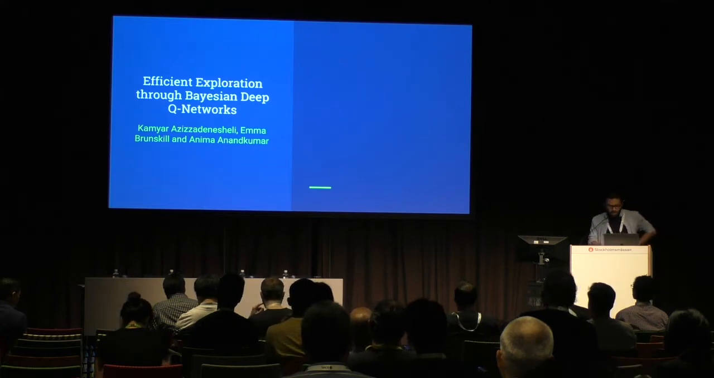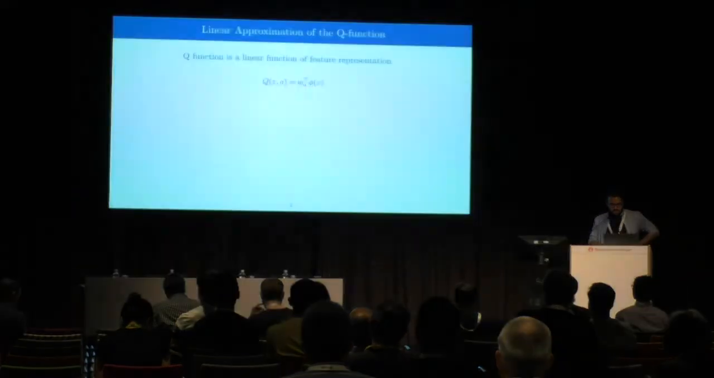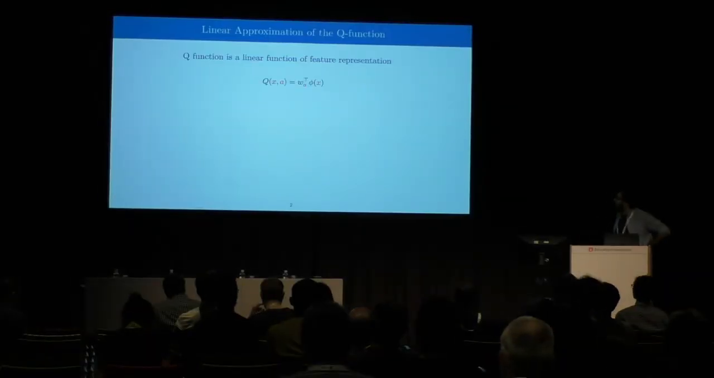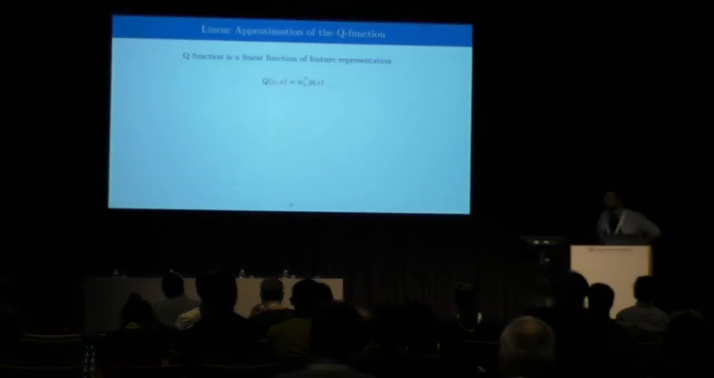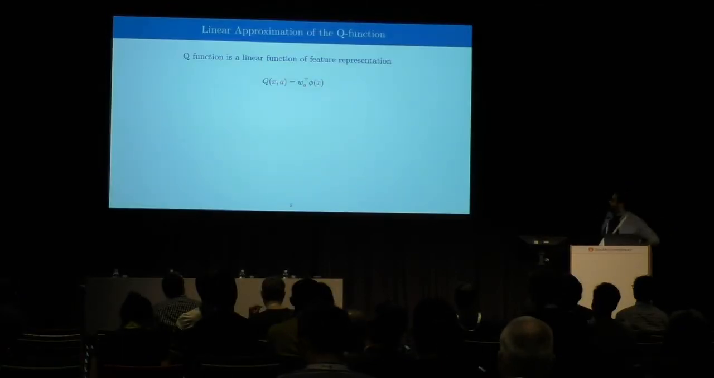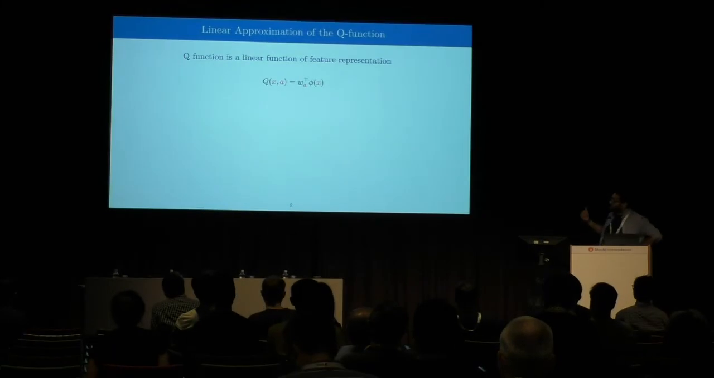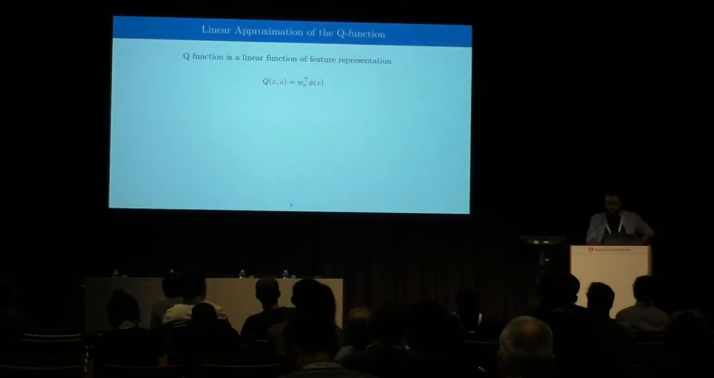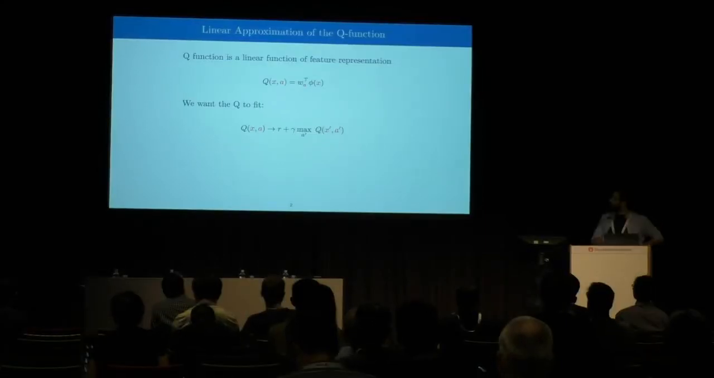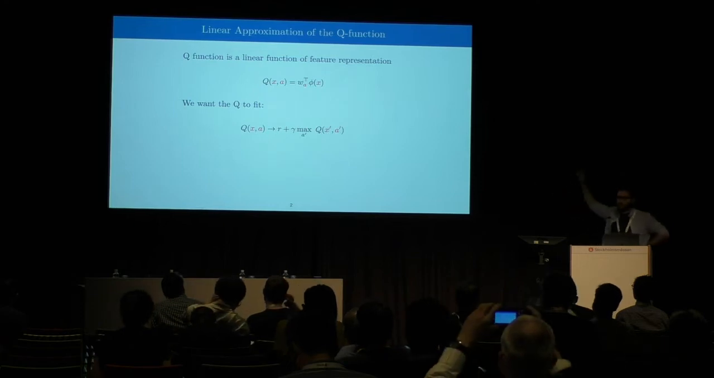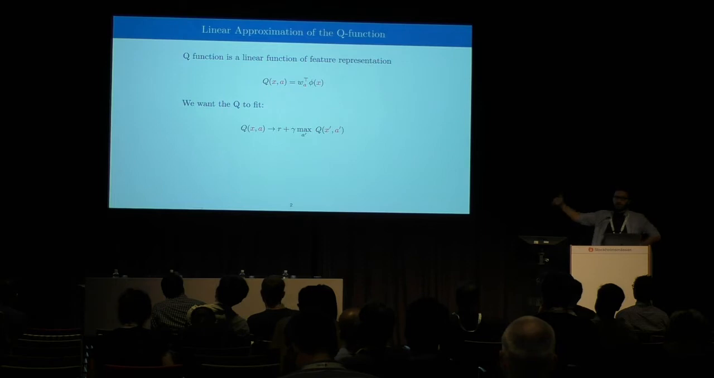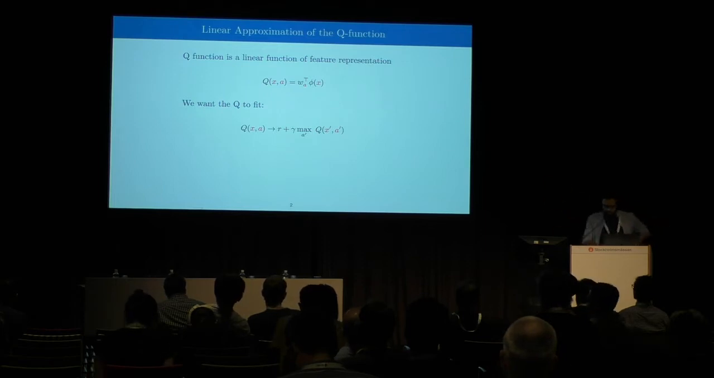Since this is a function approximation setting, I'm going to approximate the Q function as a linear transformation of the feature representation of states. The way I learn this Q function is by fitting it to the target value, which is the reward of the next time step plus gamma times the max of the Q at the next time step. This is the way I'm going to learn my Q function.